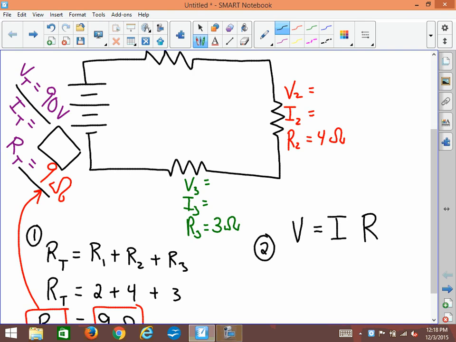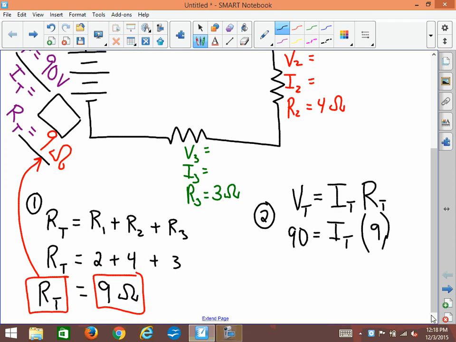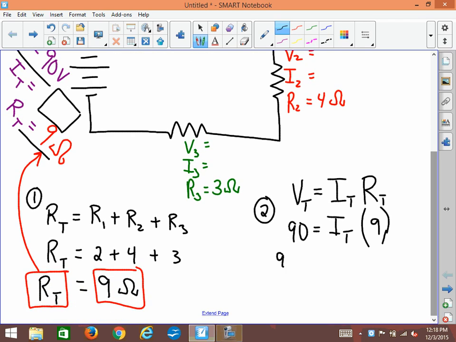And because I'm talking about the total voltage and the total current, I'm going to put the little t's in here so I know which part of the circuit I'm talking about. That means that 90 volts is equal to I total multiplied by 9 ohms. If we divide both sides of this equation by 9, 90 over 9 equals I total. So that's going to be 10, right? So 10 amps is the current.